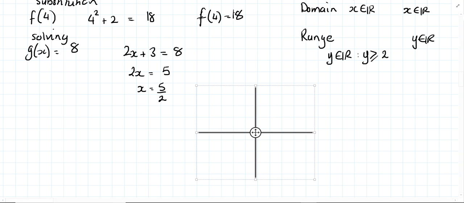So if I sketch f of x, do you notice how I'm starting to use the language? I'm not having to say I'm going to sketch x squared plus 2. I'm saying I'm going to sketch f of x, because you know what f of x is: x squared plus 2. So that's how we use our function notation for communication.